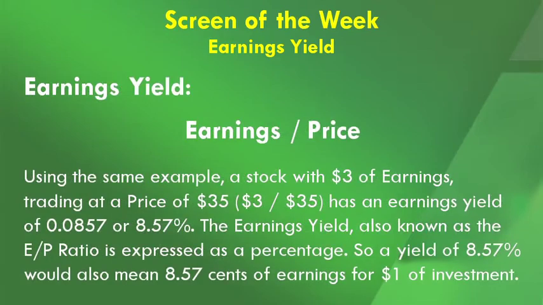Right. Now, you calculate the earnings yield by looking at the earnings divided by the price, so it's the opposite. Using the same example, a stock with $3 of earnings, trading at a price of $35, the calculation is 3 divided by 35, which gives an earnings yield of 8.57%. The earnings yield, also known as the EP ratio, is expressed as a percentage, so a yield of 8.57% means you're earning 8.57 cents for every $1 of investment.